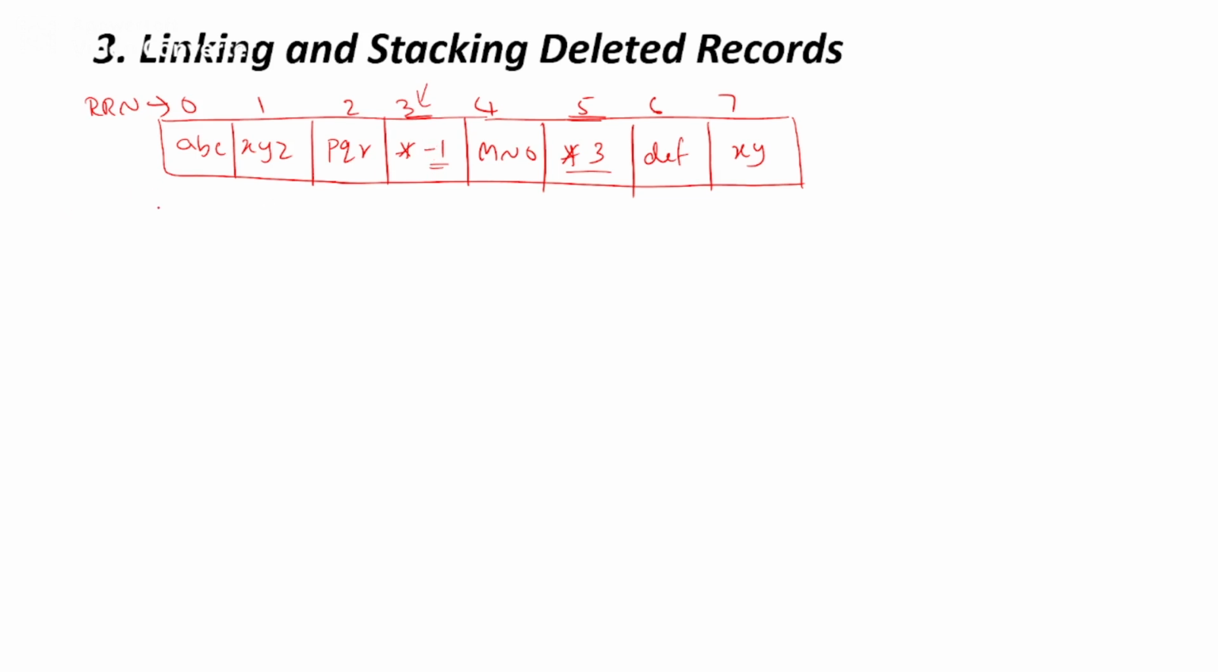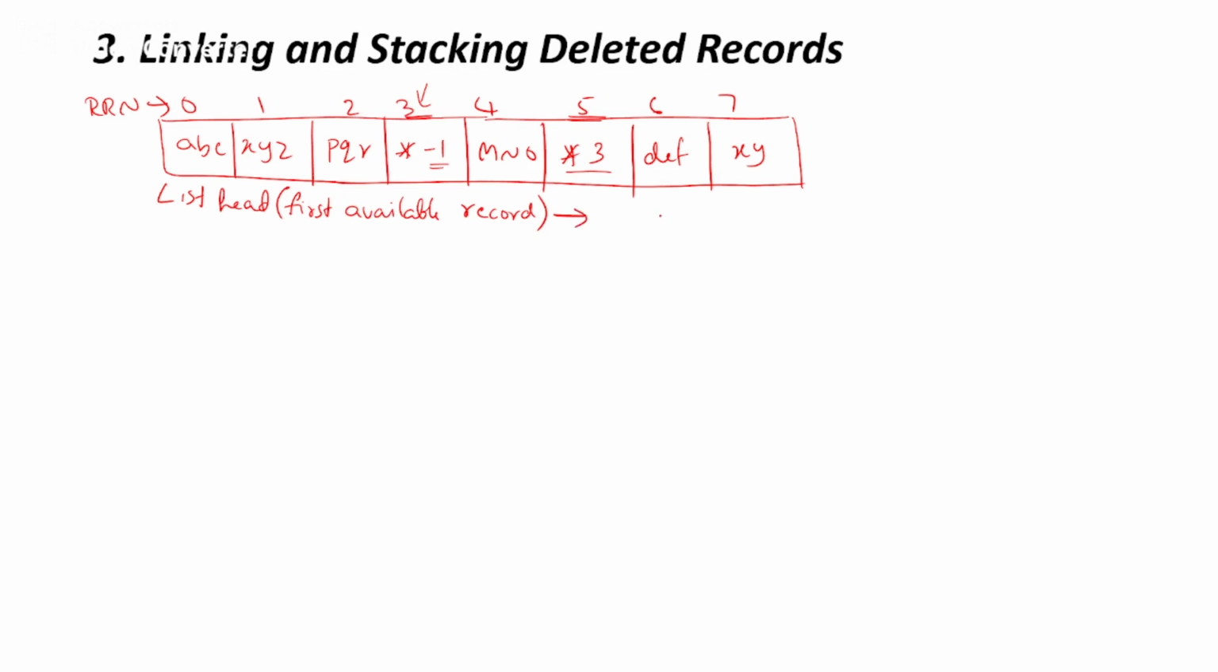Now I will write list head. List head is nothing but where the head pointer is pointing to. That is nothing but the first available record.